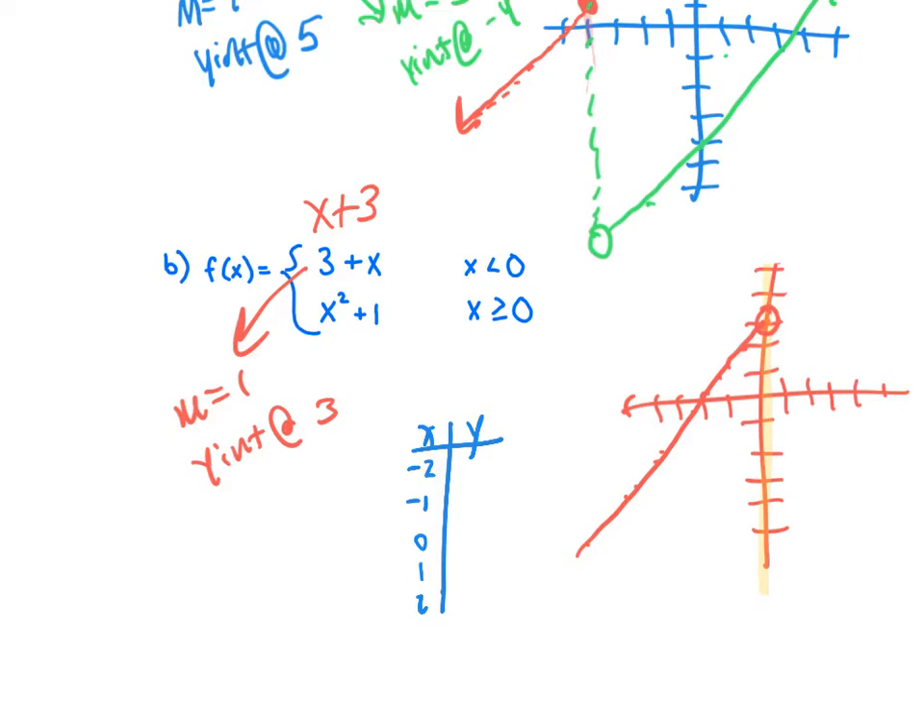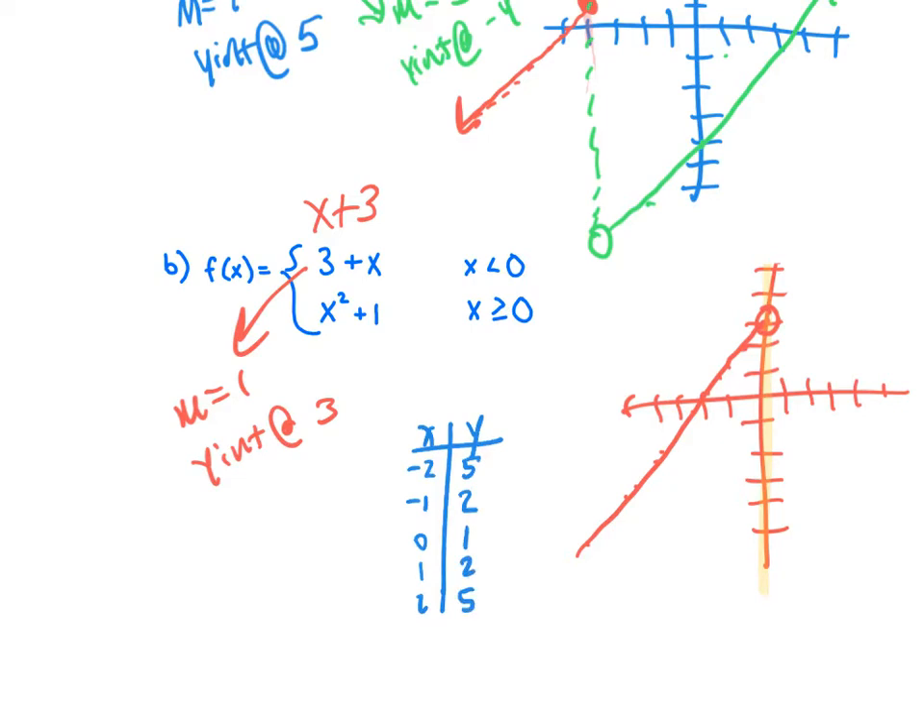So if I plug in -2, well, -2 squared plus 1 is 5. -1 squared is 1, plus 1 is 2. 0 squared plus 1 is 1. 1 squared plus 1 is 2. 2 squared is 4, plus 1 is 5.